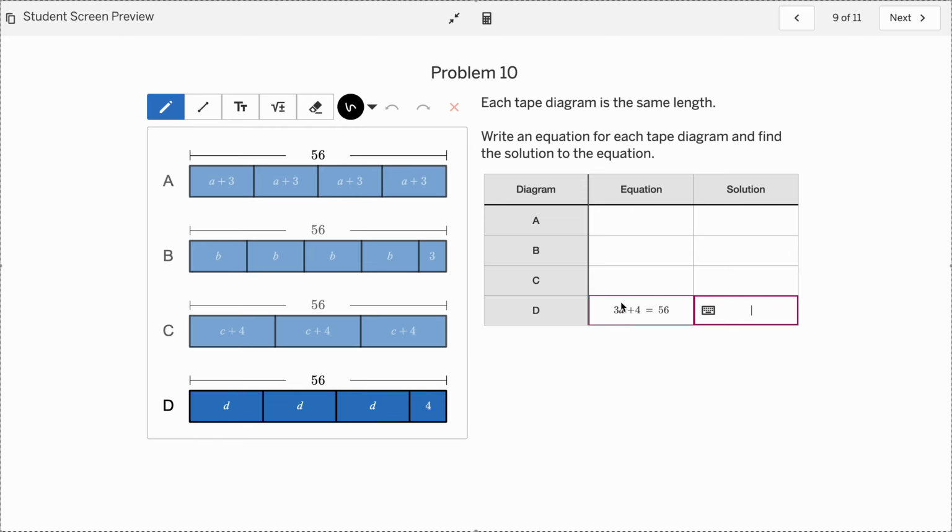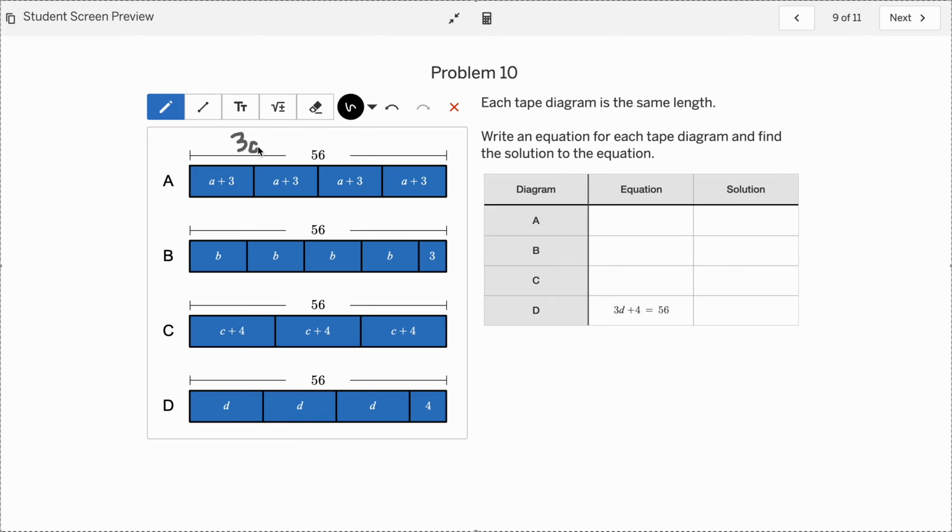The solution for D is what is D? Right? I'm just looking for what that variable is. So I know to solve that, I would have to subtract 4 from both sides. So 4 minus 4 is 0. 56 minus 4 is 52. So 3D equals 52. Then I have to divide by 3 on both sides to get D by itself. So 3D divided by 3 is just D. 52 divided by 3 is, I have to solve it. So I'm just going to write it here.